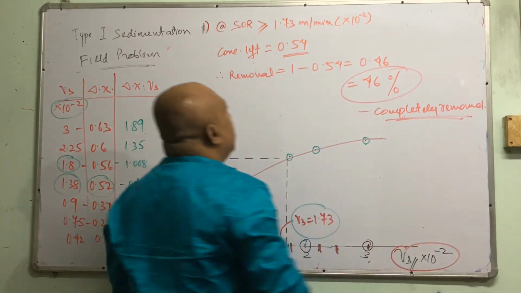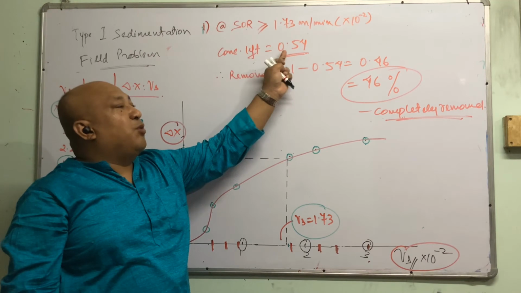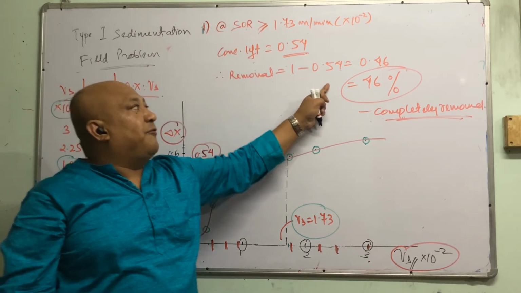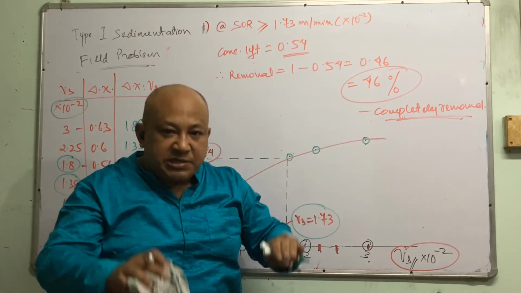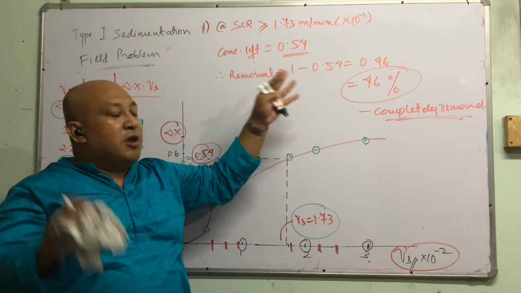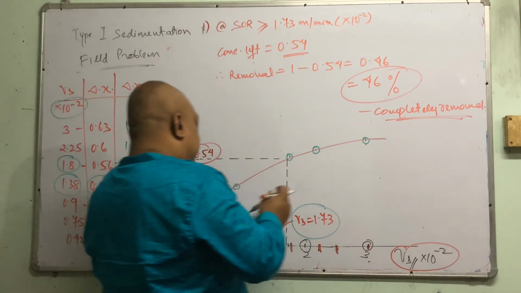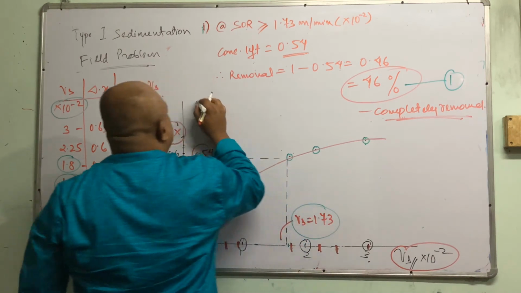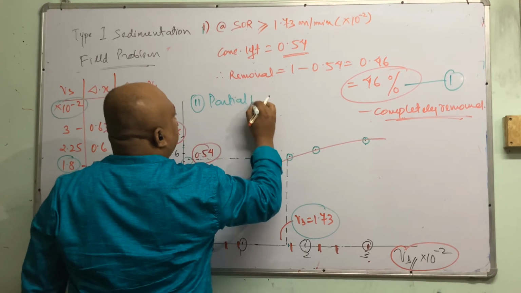At a settling velocity of 1.73, the concentration left is 0.54. That is lying in the sample. That means 1 minus 0.54, that is 0.46, that is 46% has already settled down. So at the settling velocity of 1.73, 46% has been completely removed. This is part 1. Now, our next step is to find the partial removal.